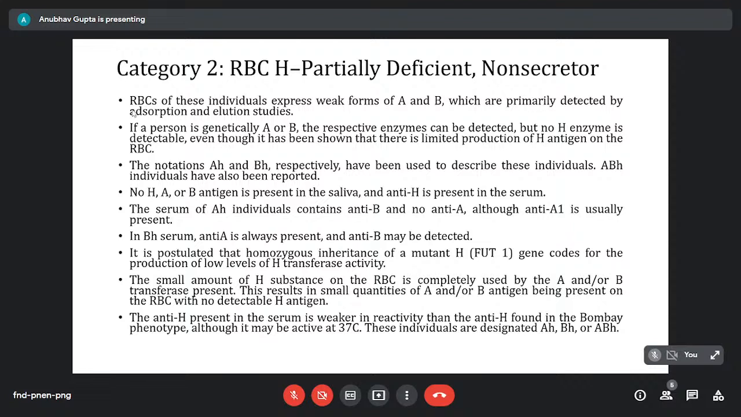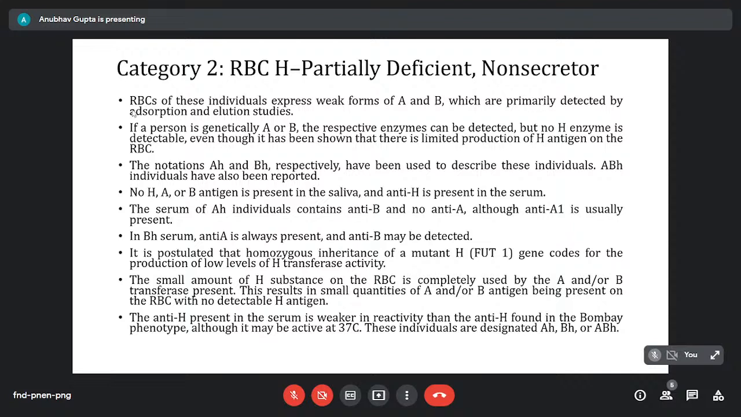antigen. In normal circumstances, if you are typing A antigen, you can have the reaction with anti-A and anti-H antiserum. But if you have a partially H deficient individual, he can give a weaker reaction with the anti-A, but no reaction with the anti-H. Why? Because all the H antigen has been used in the formation of the corresponding A or B antigen.